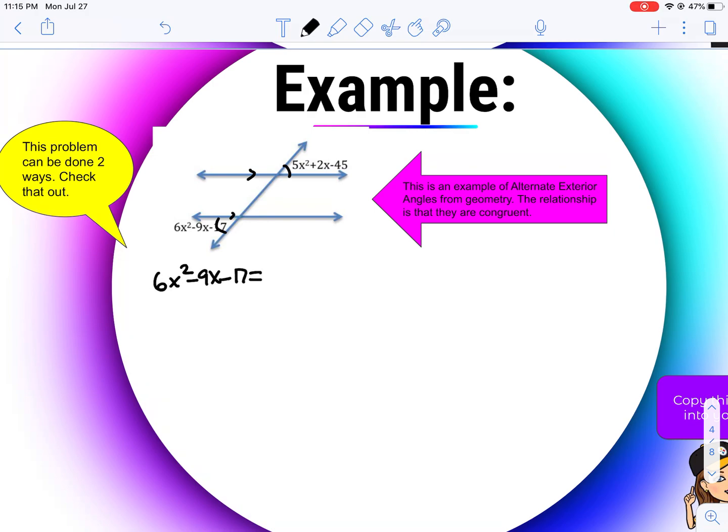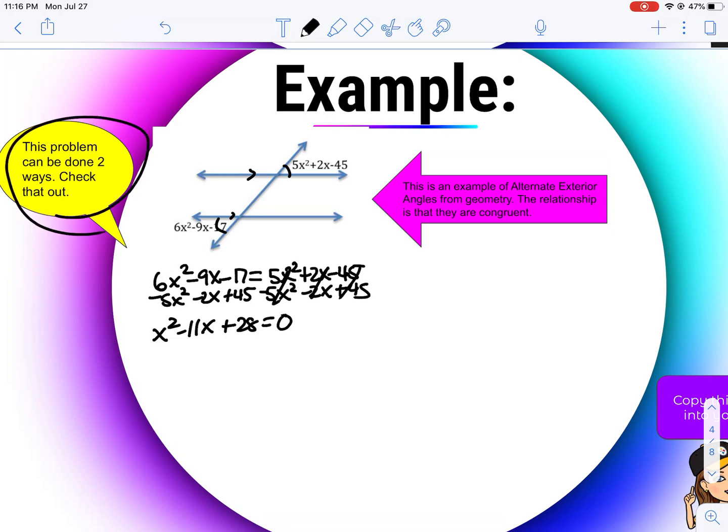So we could say 6x squared minus 9x minus 17 is equal to 5x squared plus 2x minus 45. Remember, when we're solving quadratics in standard form, we do want them to equal 0 and get things lined up. So I am going to move each of these to the other side by doing the inverse operation. That cancels all those out, making 0. And on this side, I would get x squared minus 11x plus 28.